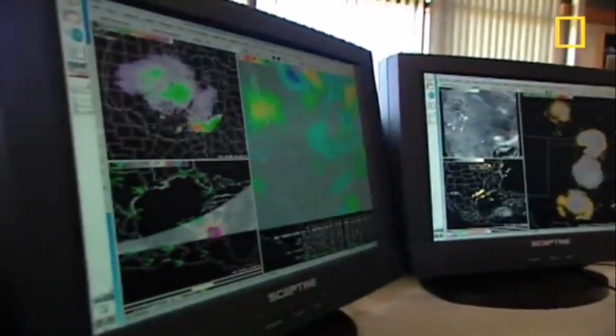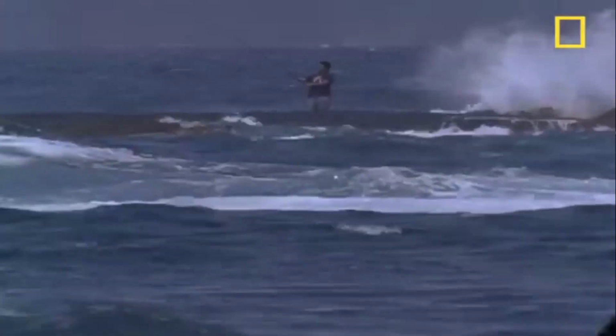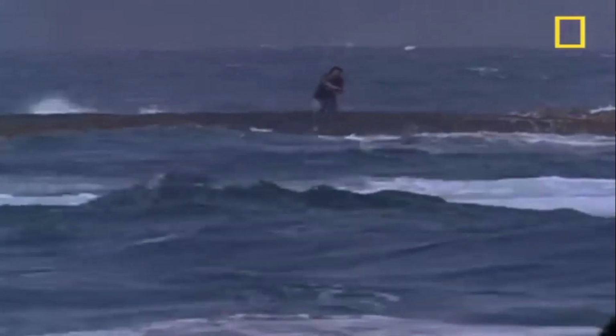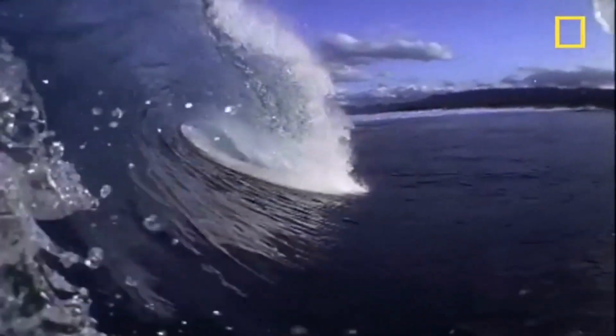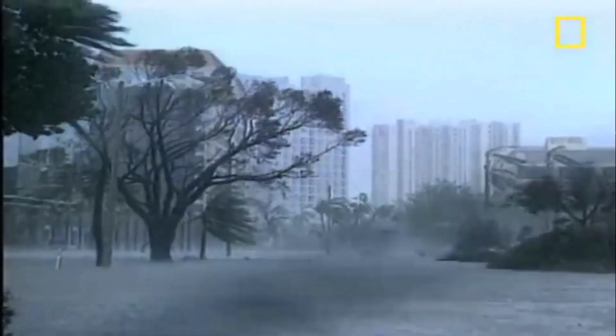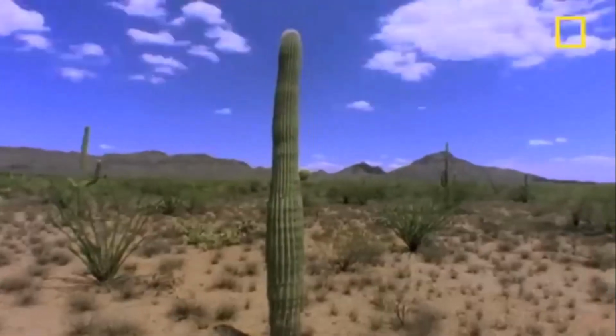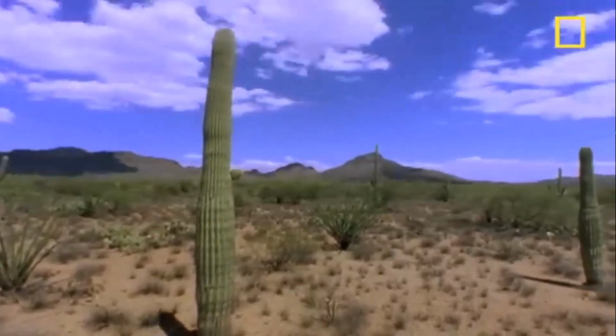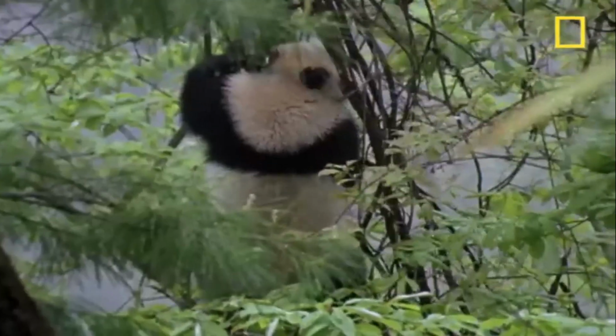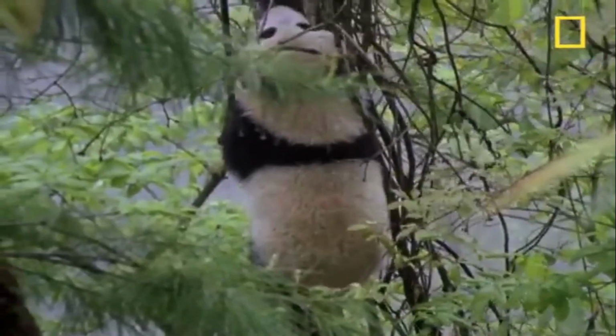Some climate models predict subtle changes. Others forecast rising sea levels, which could flood coastal areas around the world. Weather patterns could change, making hurricanes more frequent. Severe droughts could become more common in warm areas, and species unable to adapt to the changing conditions would face extinction.